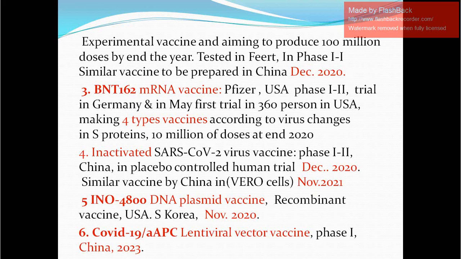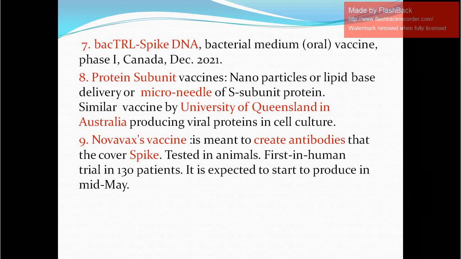Number 6 is the lenti-vector vaccine. Lentiviruses are also weak viruses, and they want to put the gene inside the genes of the lentivirus, which is the vector, and use it. This is in China, and it needs 2 more years to get this vaccine. Another spike DNA plasmid vaccine is prepared in Canada, and it will be available by December 2021.